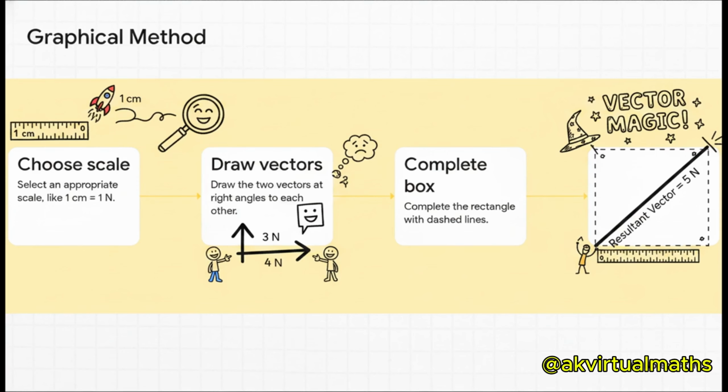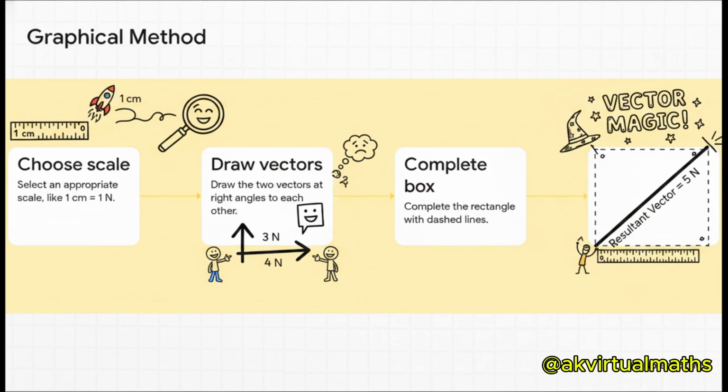Step 1. Choose a scale. For example, let's say 1 centimeter on your paper equals 1 Newton of force. Step 2. Carefully draw your two vectors perfectly at right angles. Let's say 3 newtons across and 4 newtons up. Step 3. You just complete the rectangle by drawing in some dashed lines. And finally, step 4. Draw a diagonal line right from your starting point to the opposite corner. That line right there is your resultant vector.